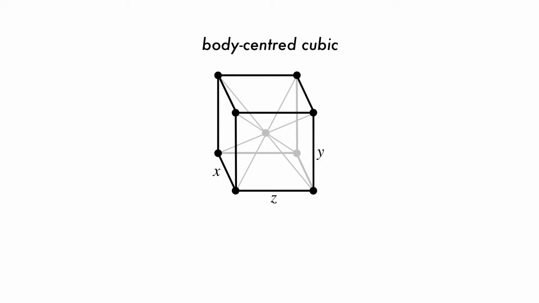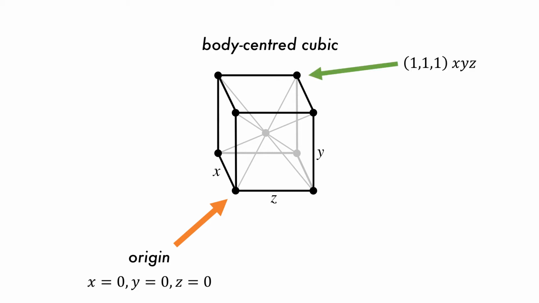Internal lattice coordinates can be defined in terms of fractions of the total unit cell. If we define this point as the origin, it has coordinates of x equals 0, y equals 0, and z equals 0. The opposite corner has coordinates of x equals 1, y equals 1, and z equals 1. The central point has lattice coordinates of x is equal to a half, y is equal to a half, and z is equal to a half.